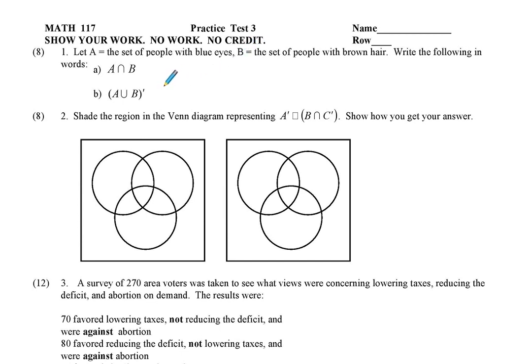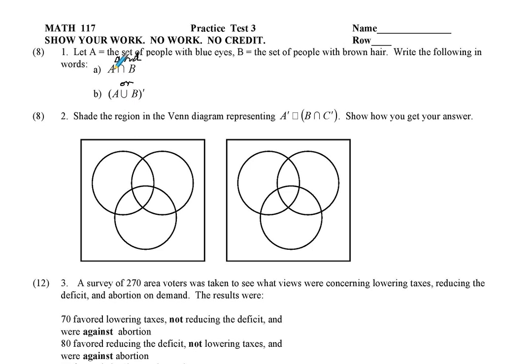So first up, we are interpreting some sets here. A is a set of people with blue eyes, B is a set of people with brown hair, and we want to write the symbolism in words. This first one is A intersect B, and remember the key word there is AND for intersection, and this looks like an N. Down here, this one is union. Remember, that's an OR, and the union symbol looks like a U.